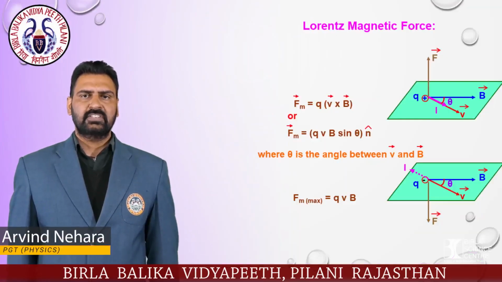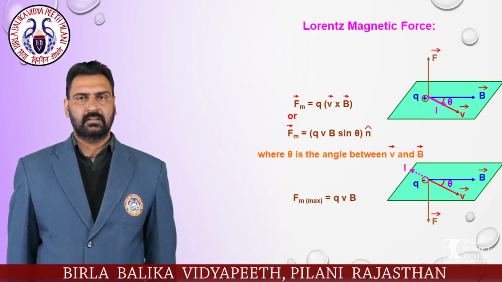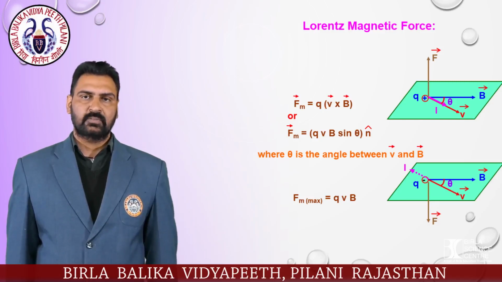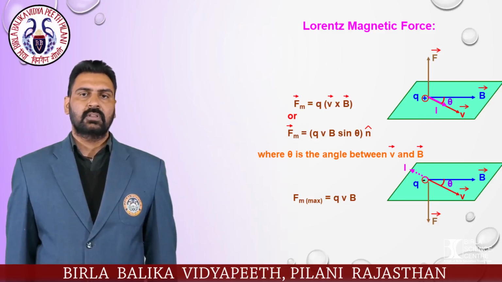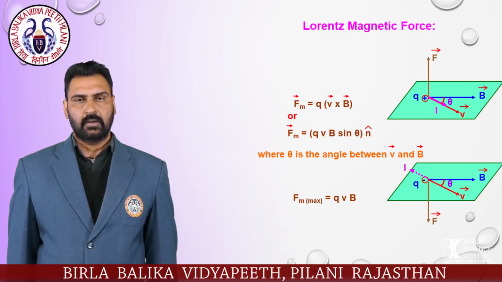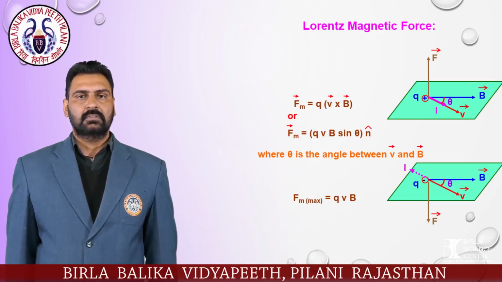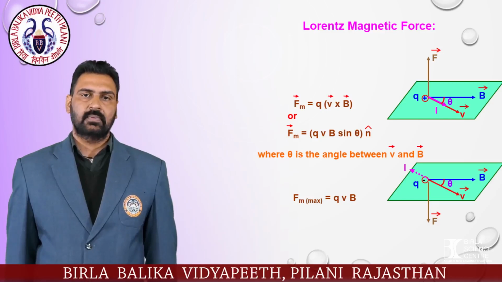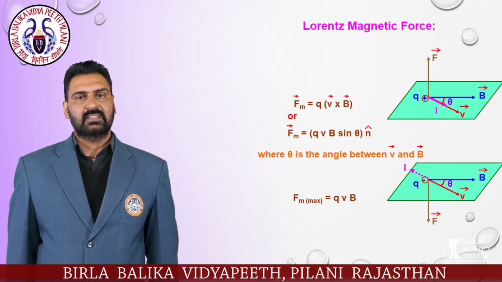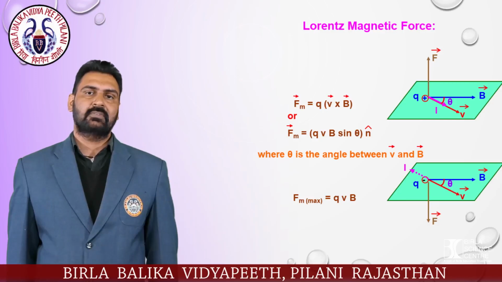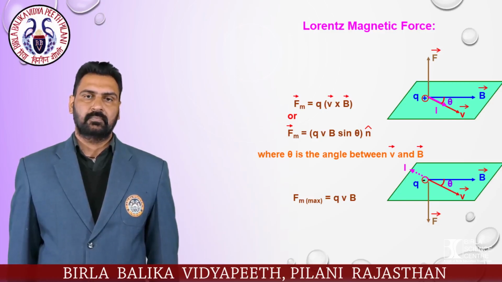So let's start with Lorentz magnetic force. It states that a current carrying conductor placed in a magnetic field experiences a force, which means that a moving charge in a magnetic field experiences force, and that is given by Fm = Q (V × B), or we can write the force on the charged particle as Fm = QVB sin theta n cap, where theta is the angle between the velocity vector and magnetic field B.